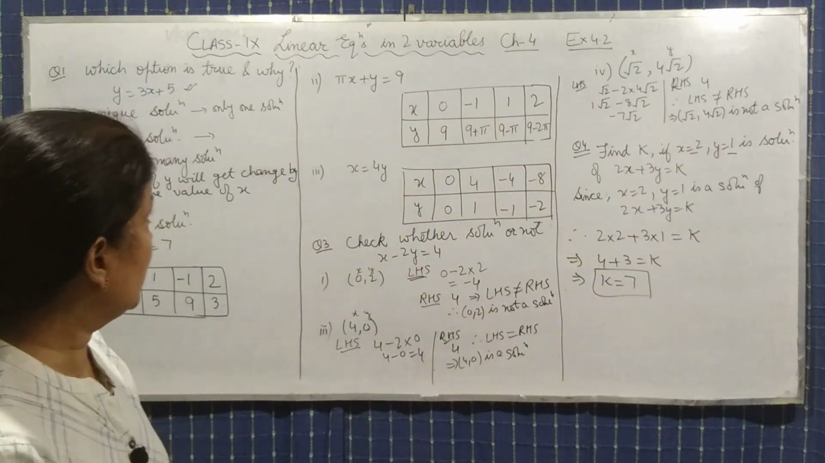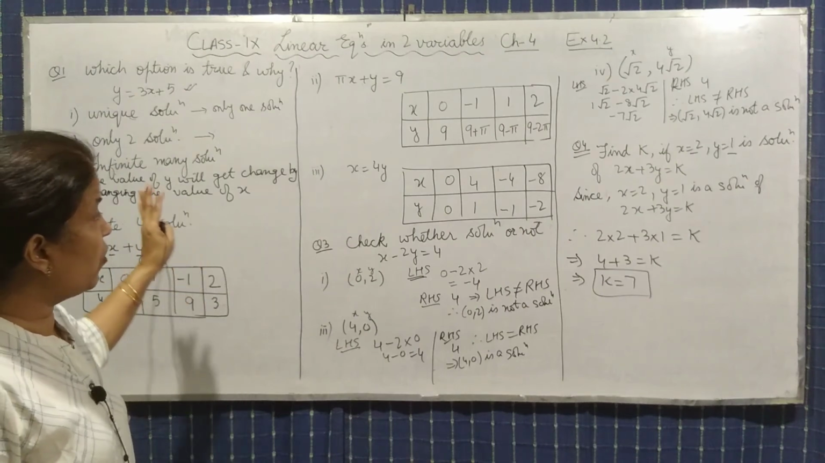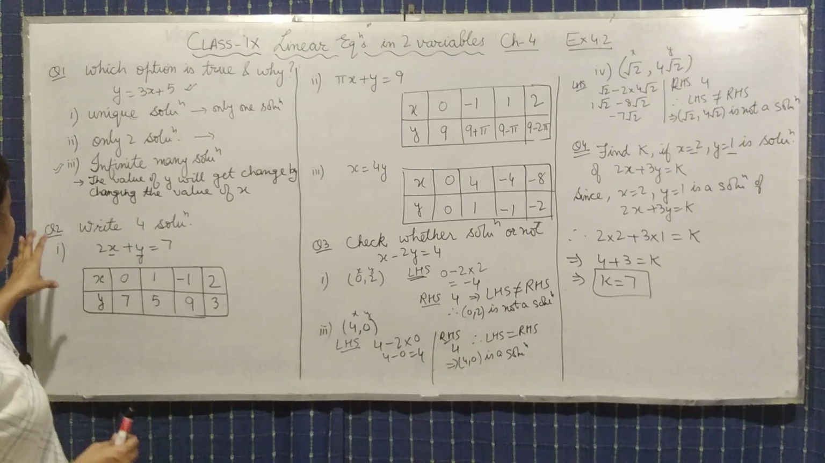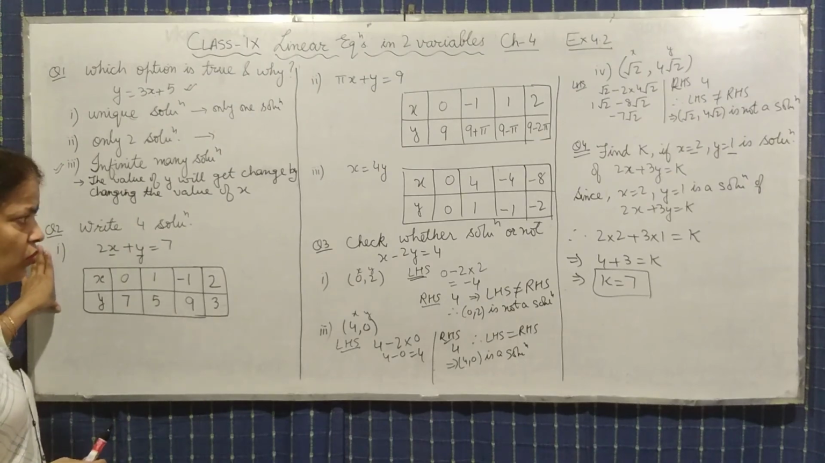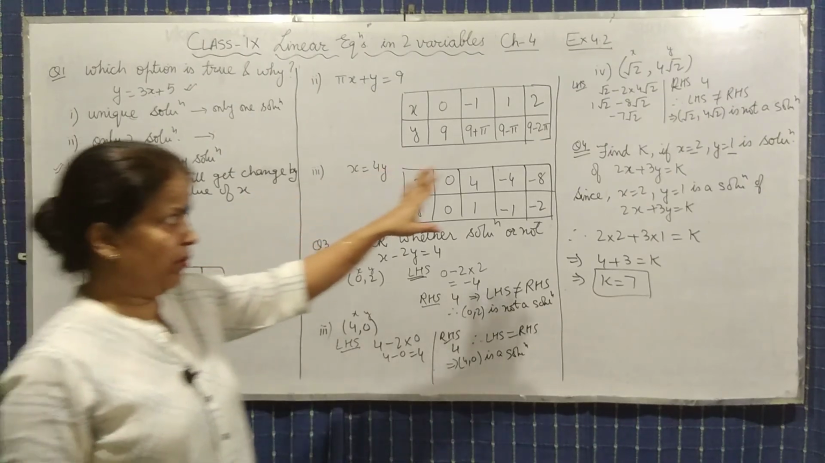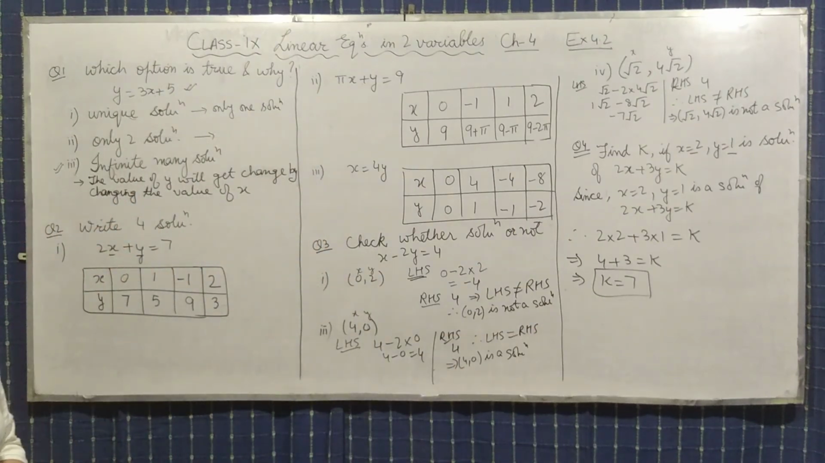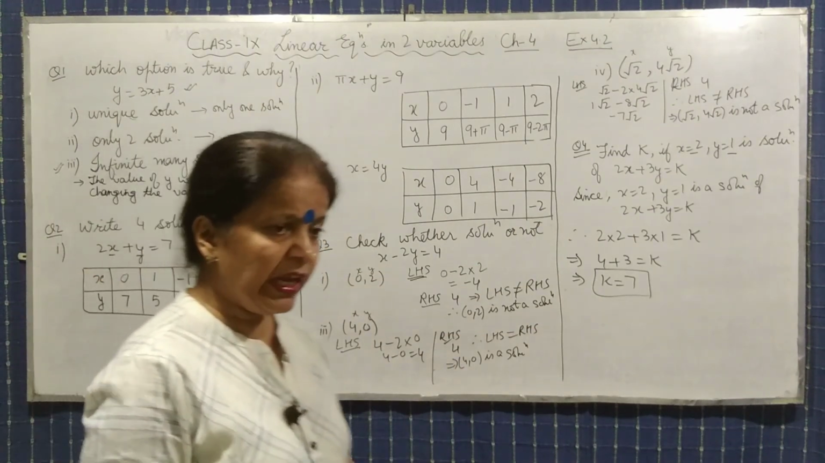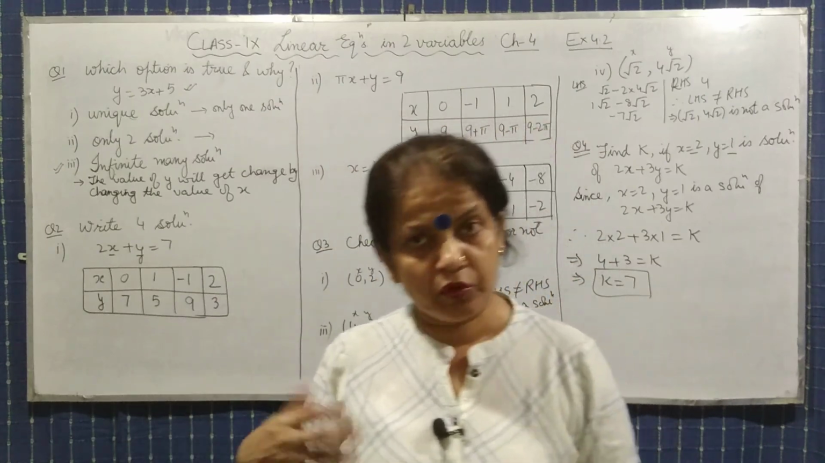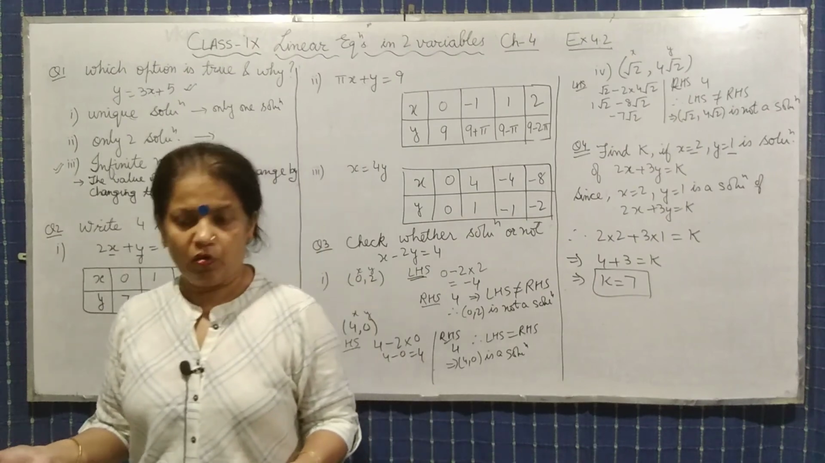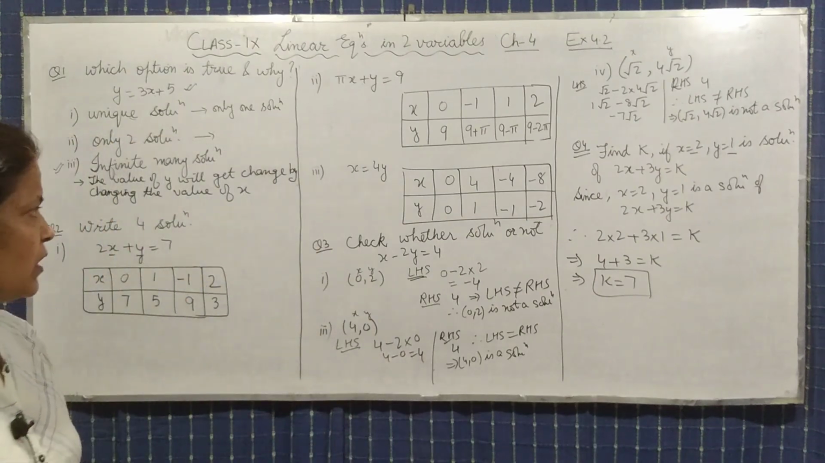Is it clear? So in the second exercise, 4.2, question number 2 and question number 4 type are very important. Question number 2 will be helpful to draw the graph of the linear equation in the coming exercise. Okay, इसको आपको ध्यान से करना है.